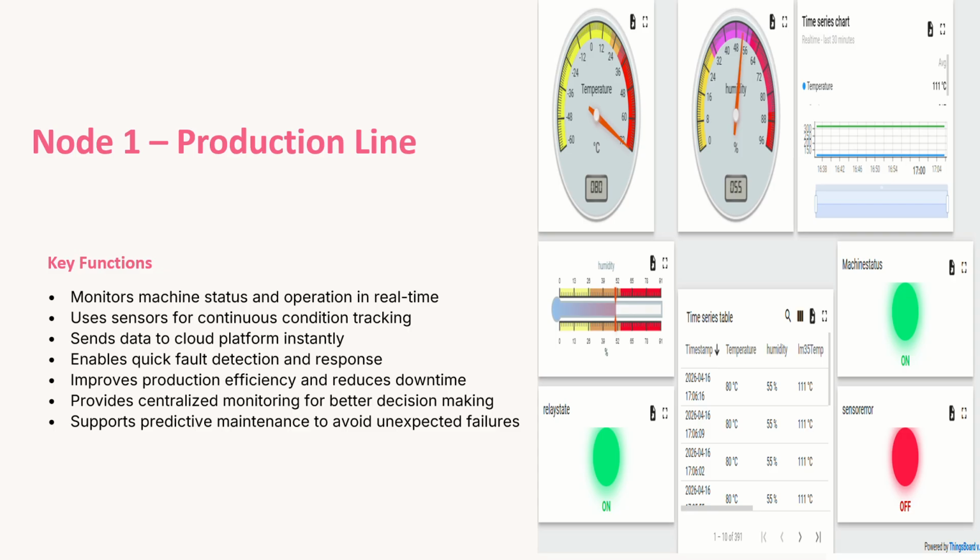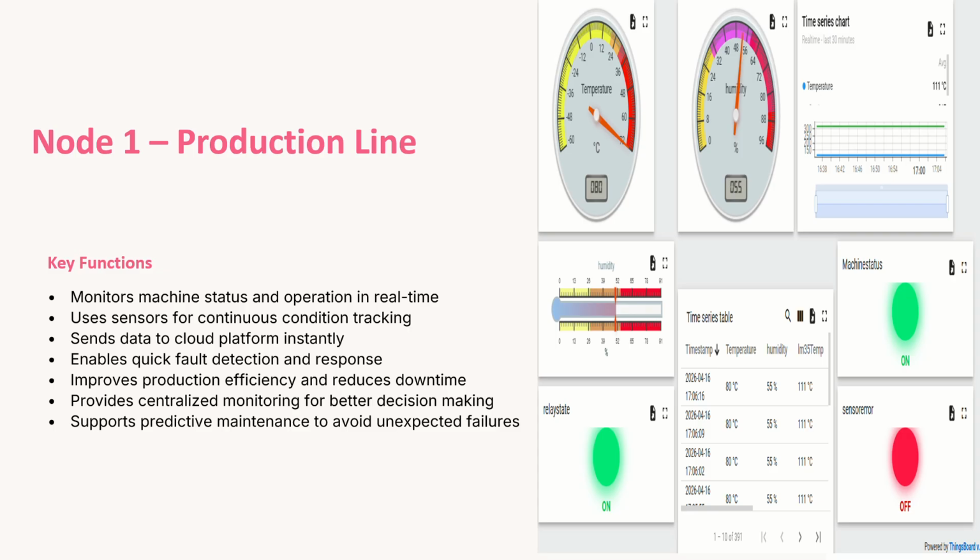Next, node 1 production line. Now I will explain node 1, which is used for production line monitoring. This node focuses on machine health and operational conditions. It uses multiple sensors. The DHT22 sensor measures air temperature and humidity around the machine. Next, the LM35 sensor measures the machine surface temperature with high accuracy. Next, a vibration sensor is used to detect abnormal machine vibrations, which can indicate mechanical issues. Next, a push button is used to simulate machine on or off status. All these values are read every 5 seconds and sent to the cloud.